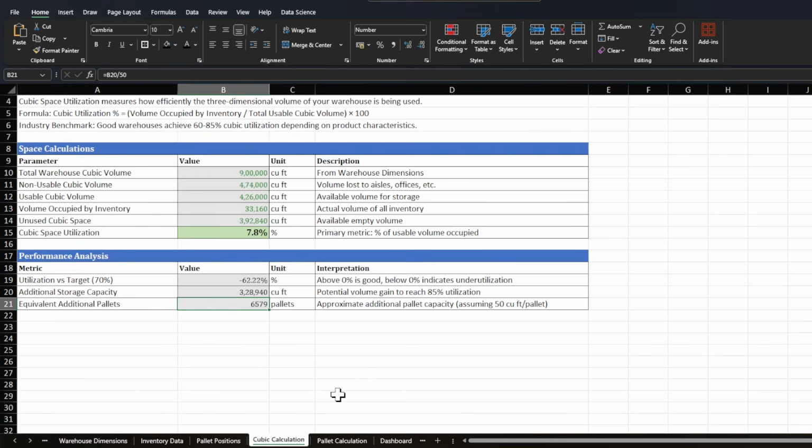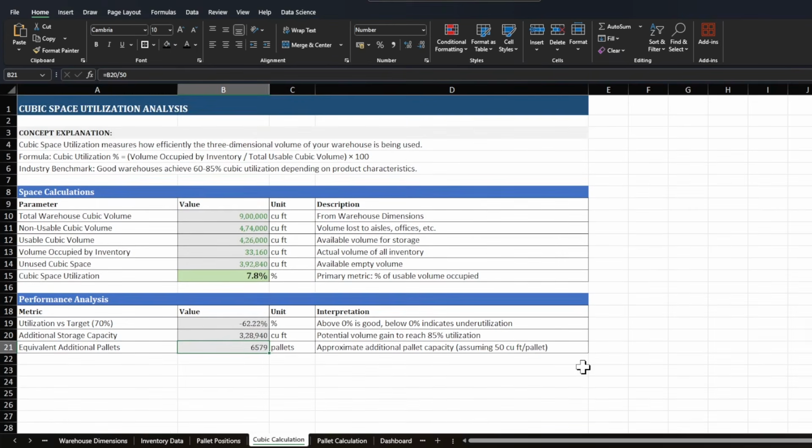Sometimes it gets to 80 as well in the bigger one. But the industry norm is around 50. So this is how you are going to calculate the cubic space utilization. Now let's move to another sheet where we are going to discuss the pallet calculation.